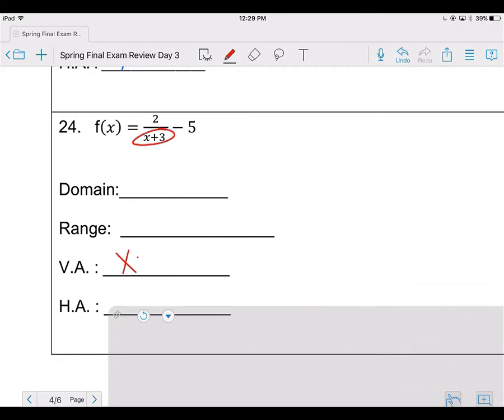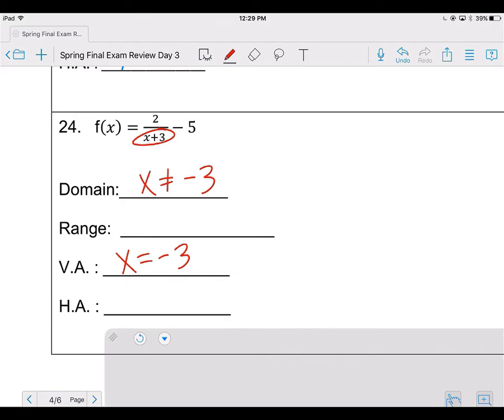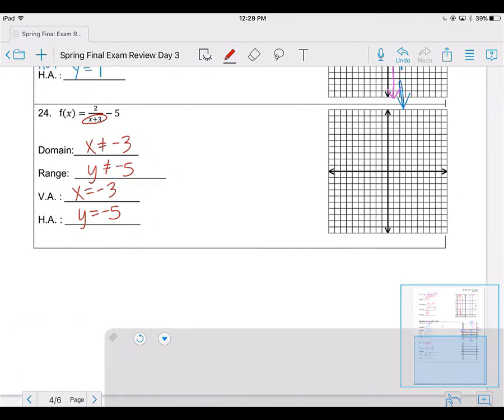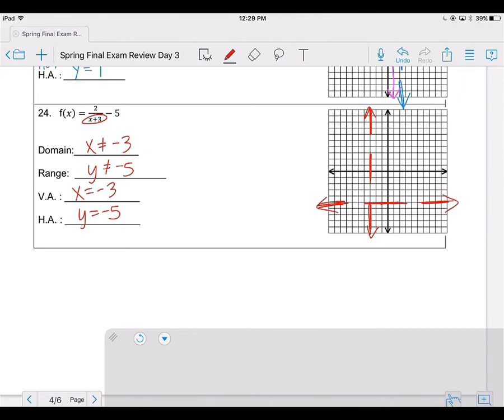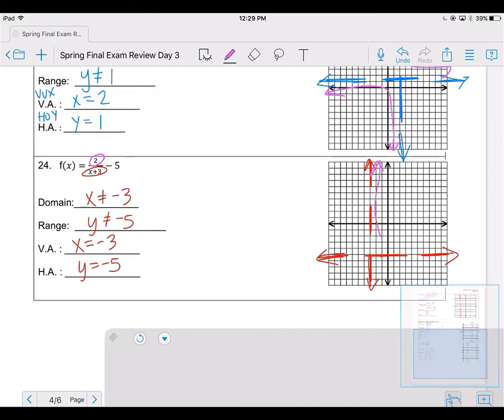24, vertical is x equals the opposite of what's with x. So domain can't be where my vertical asymptote is. Horizontal is whatever follows, and my range can't be whatever follows. So x is -3. I go to -3, draw a vertical asymptote. Y is -5. I go to -5 and draw a horizontal asymptote. My top number is positive, so this will be in the top right and the bottom left.